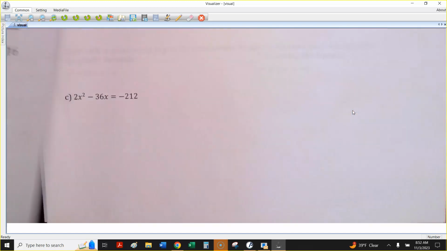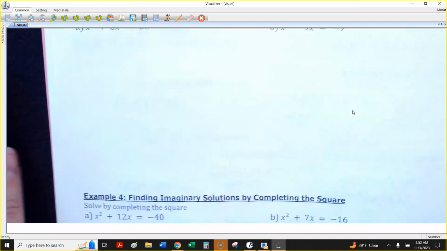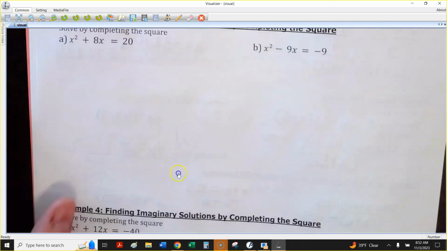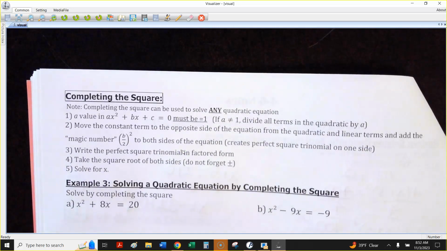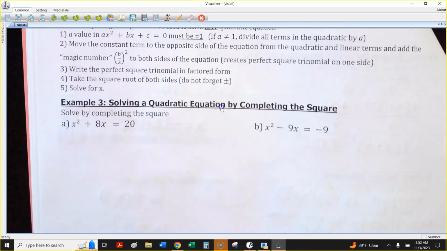Okay, now I'm just going to do a couple examples with you guys on the back. Now, I have the entire process of what I'm going to do written at the top of the page. So if you want to go back and read this, you can as you're studying or whatever, but I'm going to go through and just do these questions with you guys here.